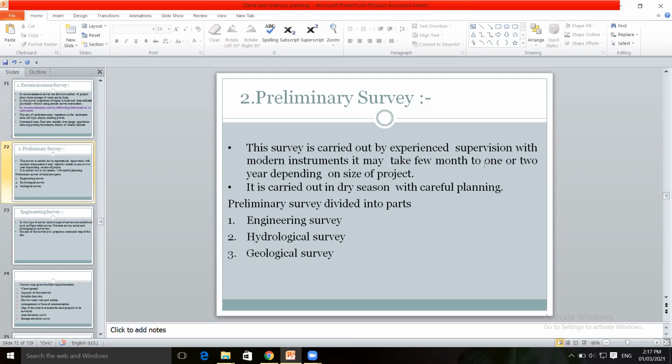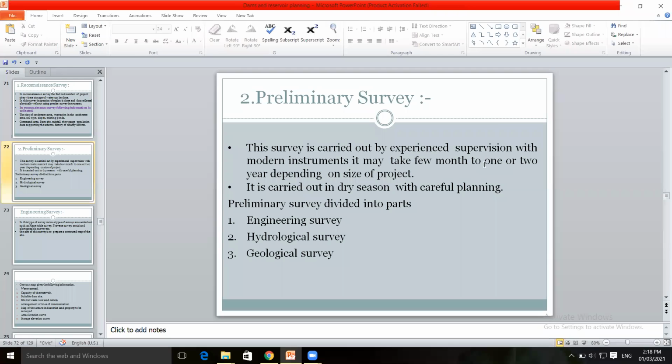So this survey may require a few months, 1 or 2 months or 3 months, or up to 5 to 6 months, depending upon the surveys to be done. For the reconnaissance survey, it may require 1 to 2 days, or 4 to 5 days, or more than that, 10 to 15 days. Preliminary survey is done for 1 to 2 months, or it may require 1 year or 2 years, depending upon the size of the project. When the project is important, the survey is done accordingly.